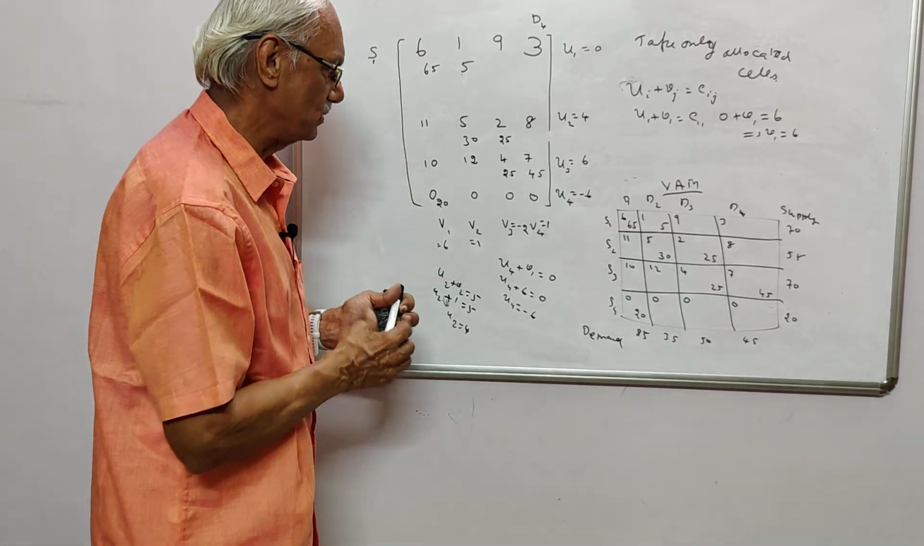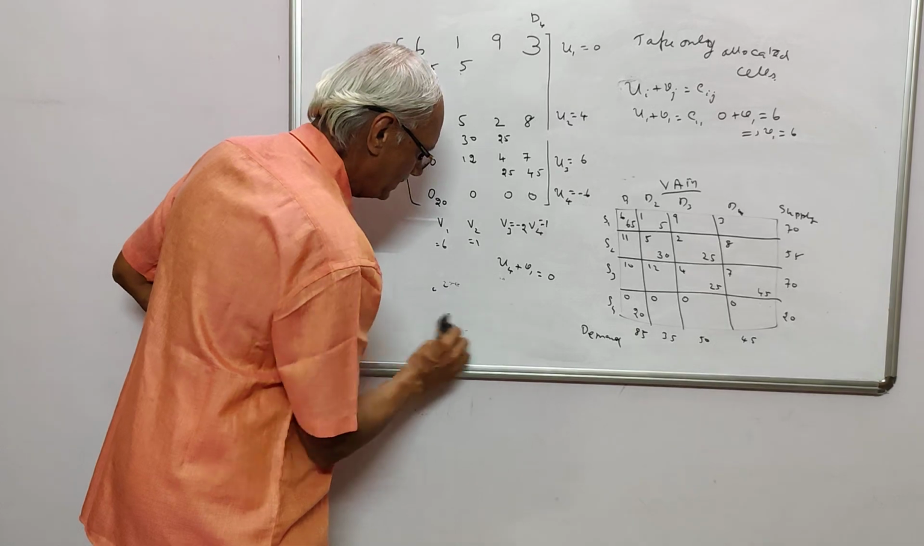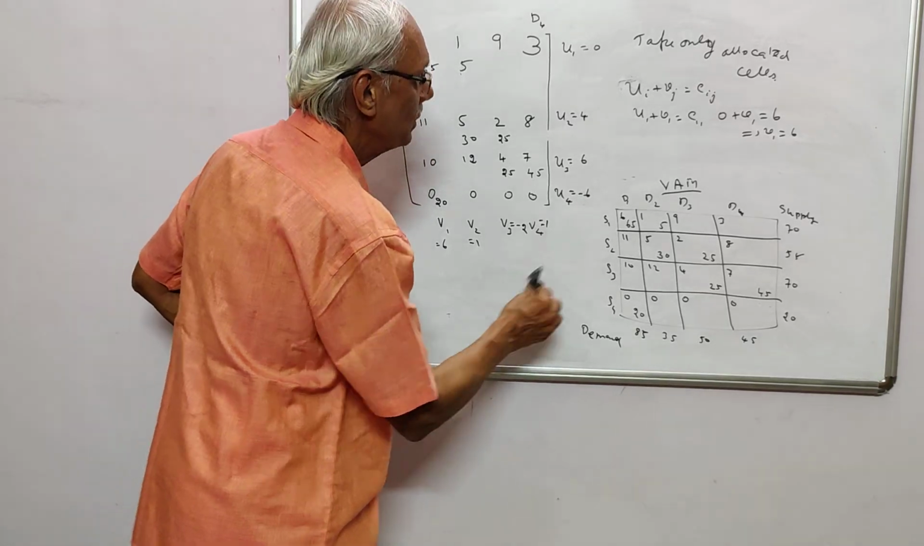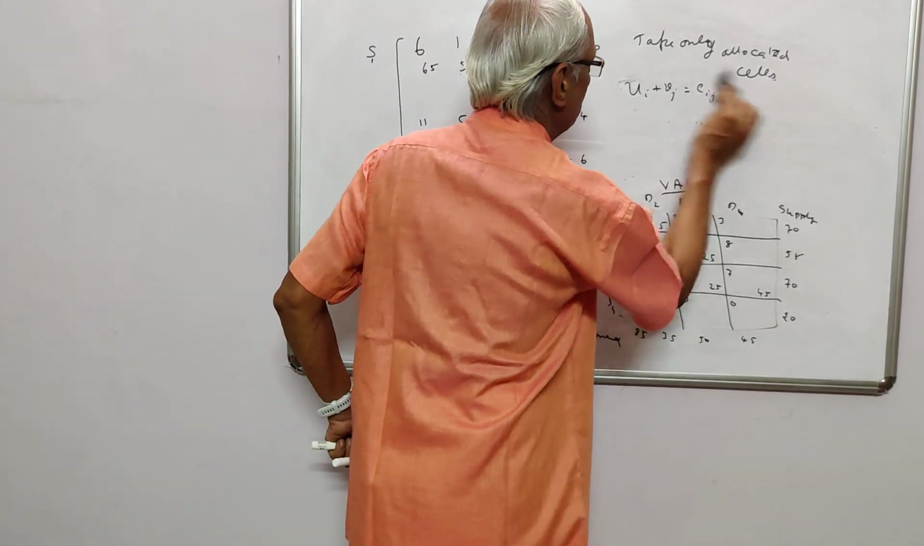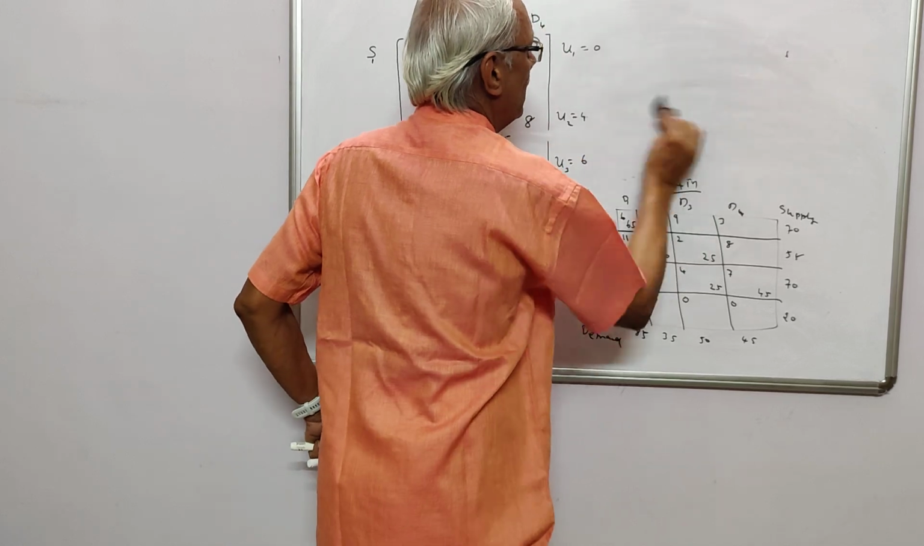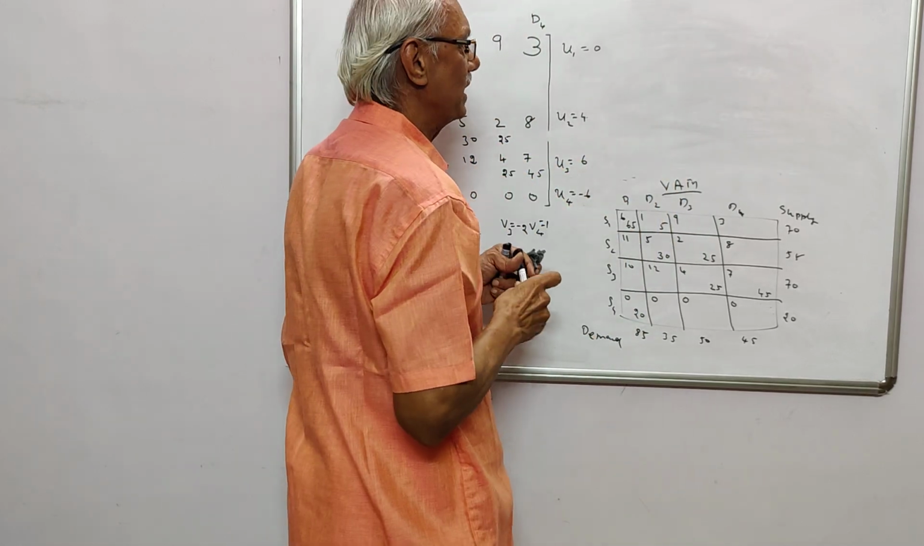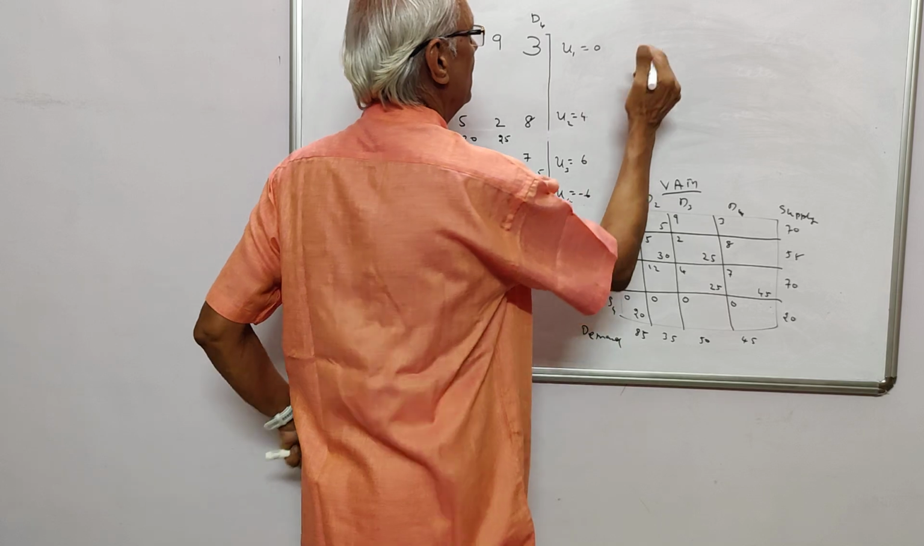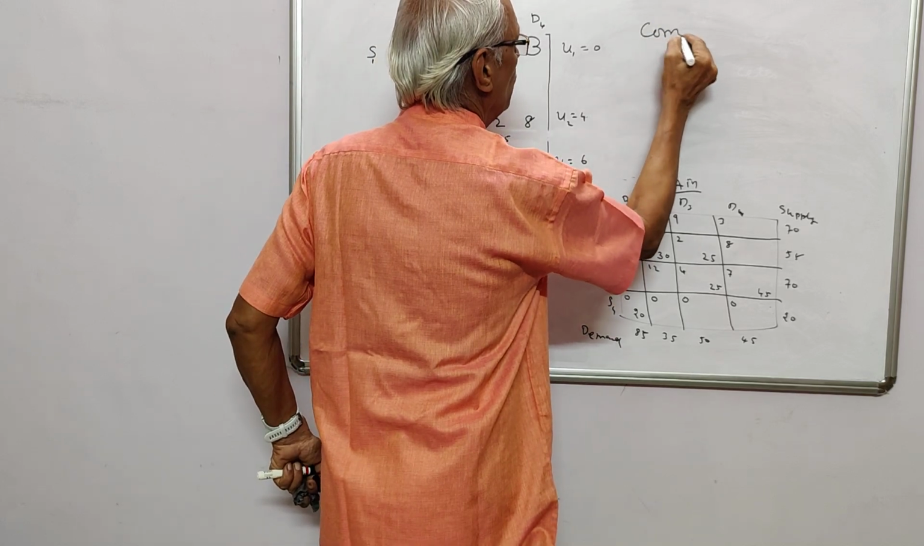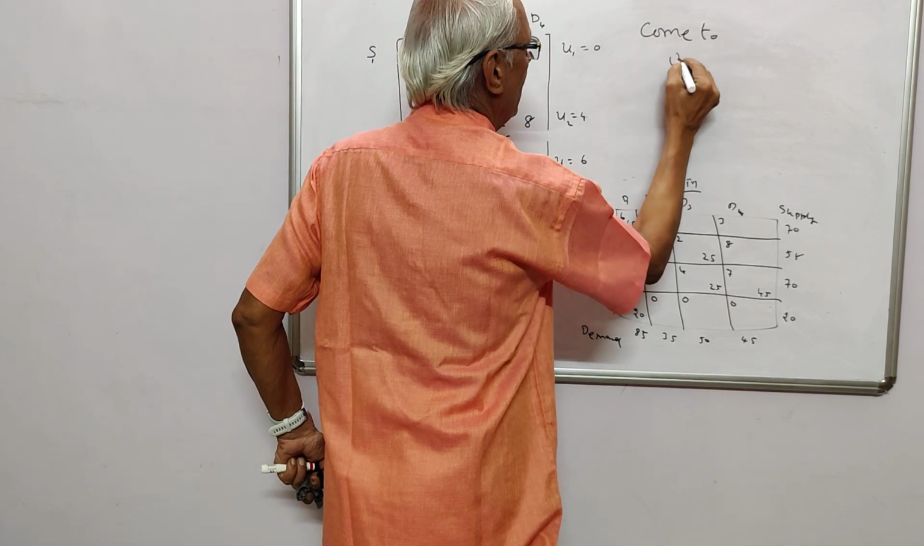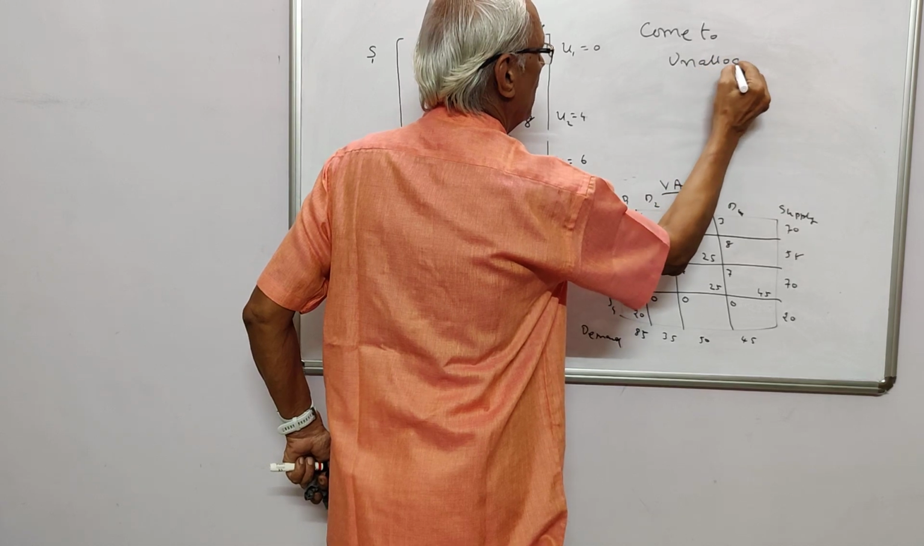Okay, so this part is over. Now what you must do next is come to the unallocated cells.